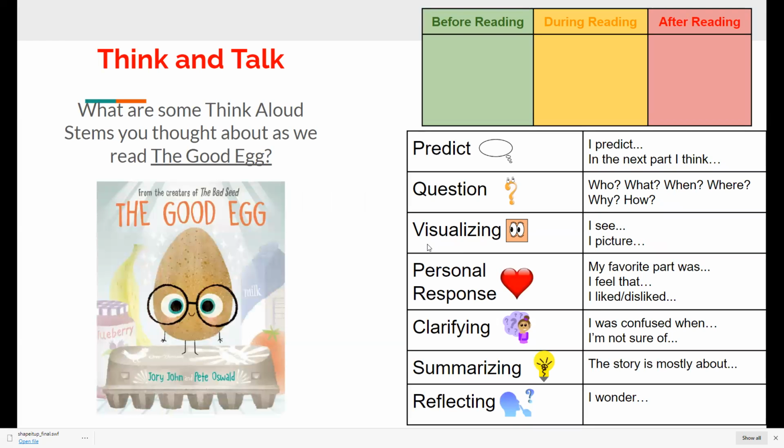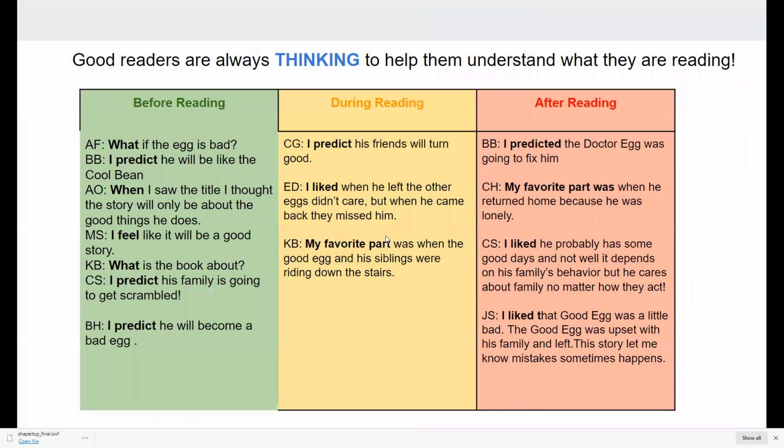I want you right now to think a moment. What are some of the think aloud stems you thought about as we read The Good Egg from yesterday? Remember, good readers are always thinking to help them understand what they are reading. Here are just a few examples of some of the think aloud stems your classmates used.